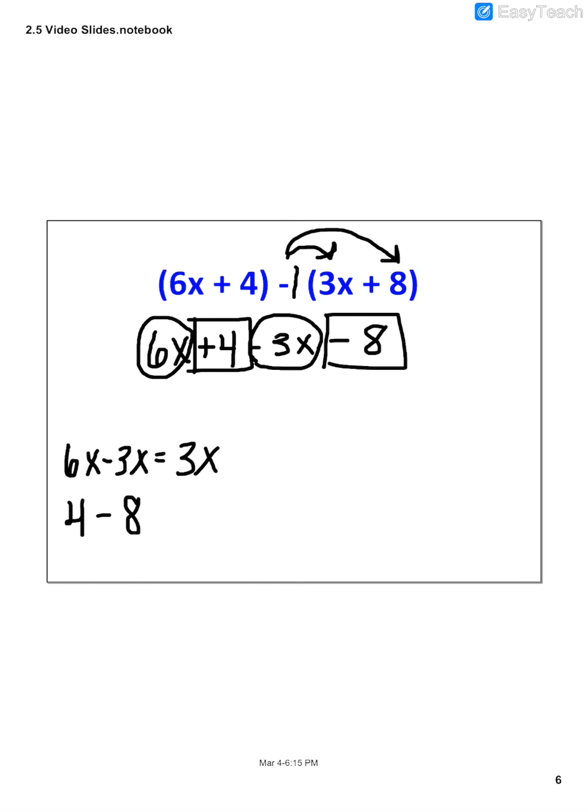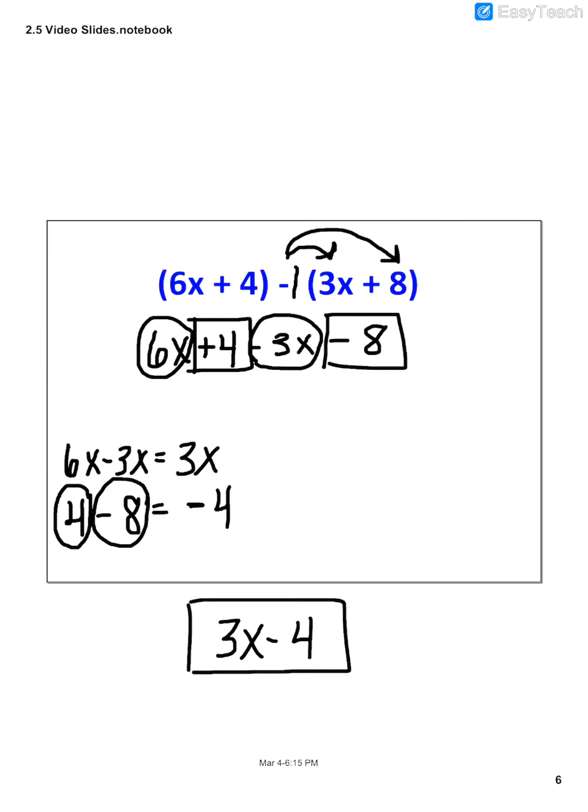4 minus 8 is equal to, again, if I remember the battle method from Unit 1, what team would win? The negatives, by how many soldiers? 4 of them. I put my answer together, and I actually end up getting the same answer I did in the previous problem, coincidentally. So my final answer is 3x minus 4.